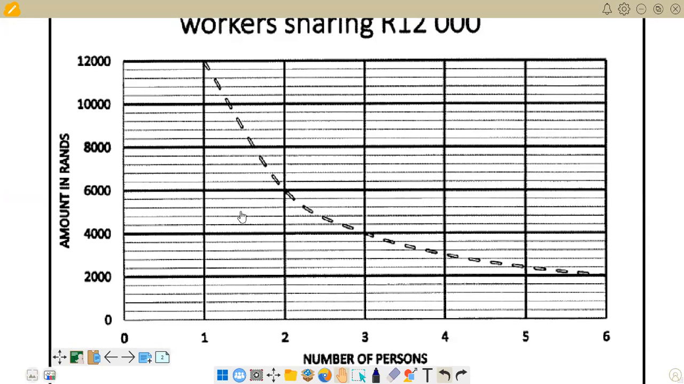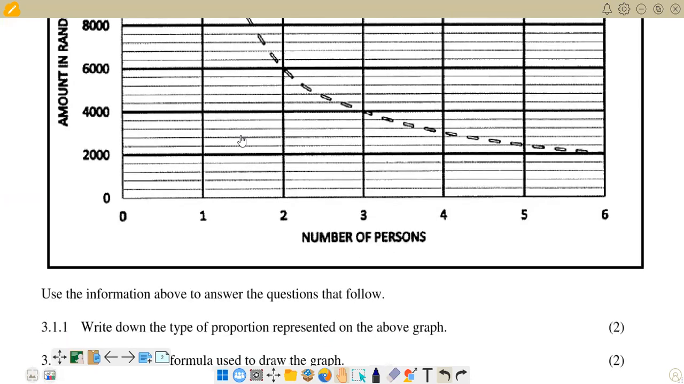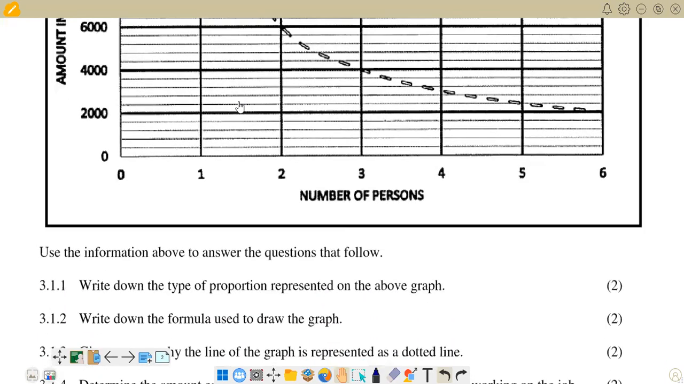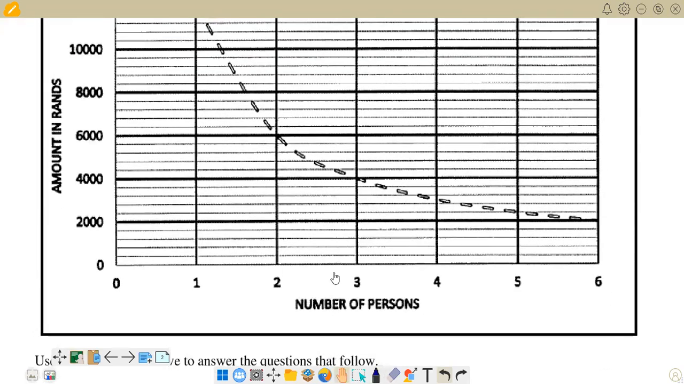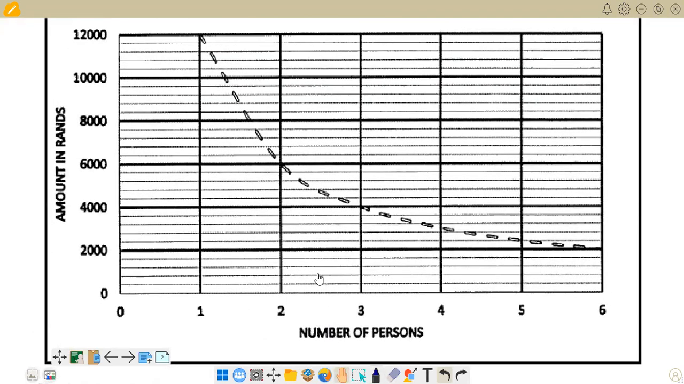So I believe that we have the questions, and we have to use the information above to answer the questions that follow. Question 3.1.1 reads: write down the type of proportion represented on the graph. What is key in that question is the type of proportion that we have to identify as given in the graph. So you go back to the graph and try to identify what type of proportion we have. But remember, we have two types of proportions.